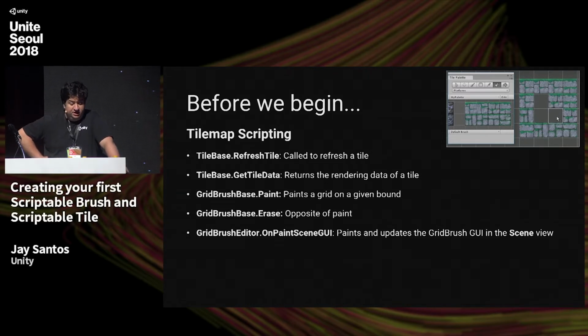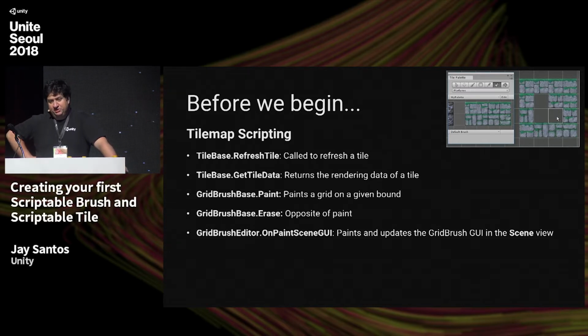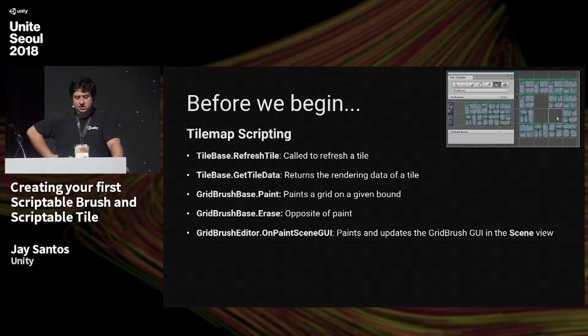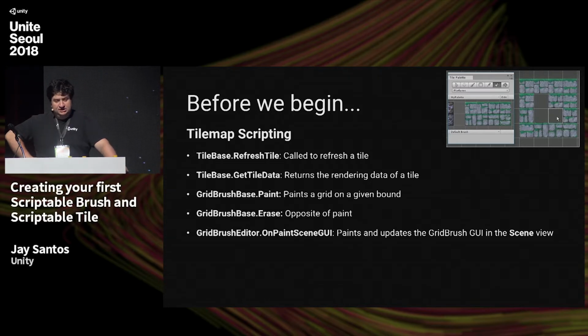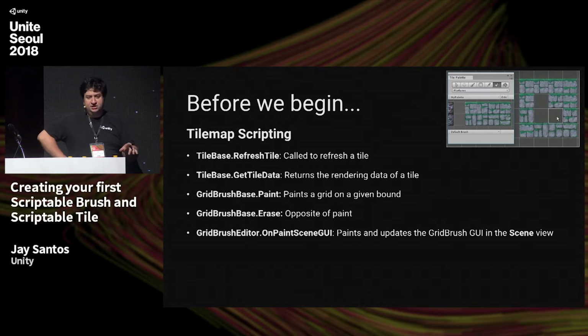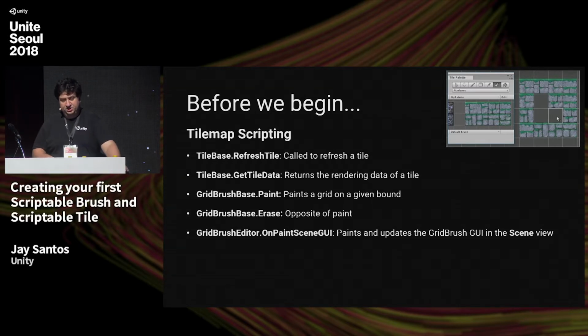And for the scriptable brush, we're going to use the methods Paint, Erase, and OnPaintSceneGUI. Paint, as the name implies, will effectively paint one of the tiles of a tile map. Erase will do the opposite and, of course, clear that specific tile. And OnPaintSceneGUI is an editor GUI function that is used to update our grid brush GUI in our editor.